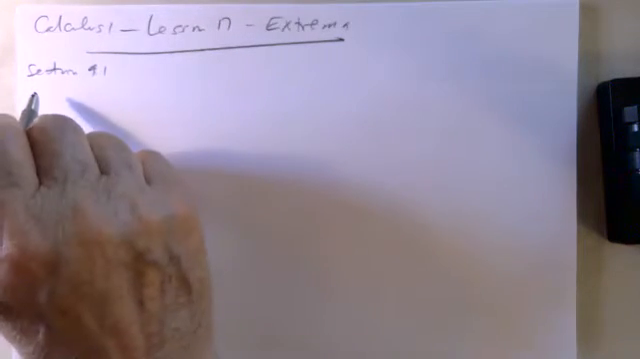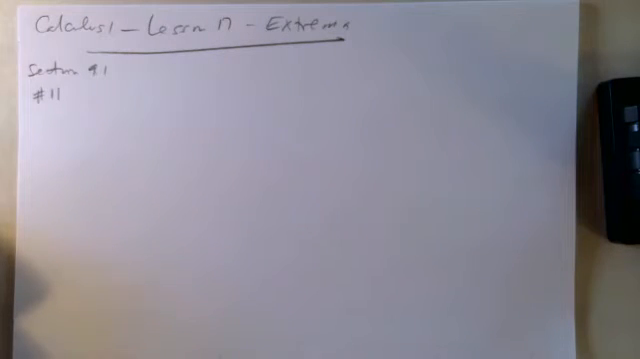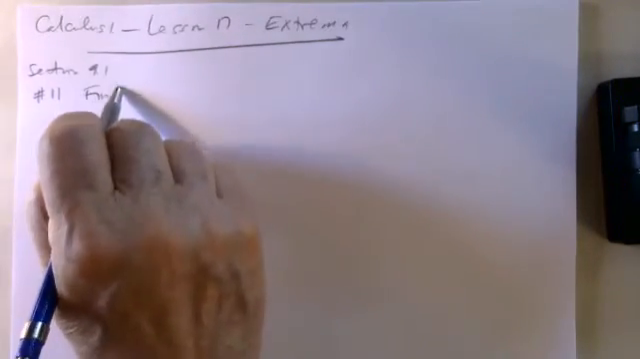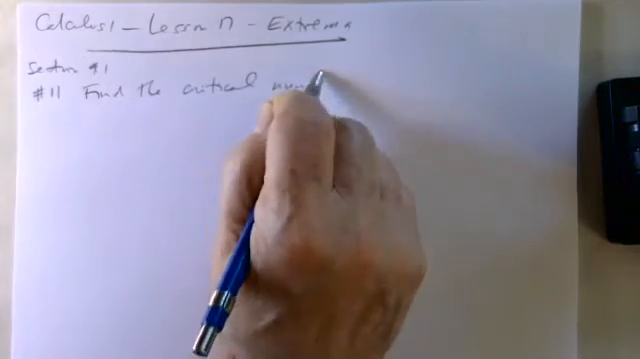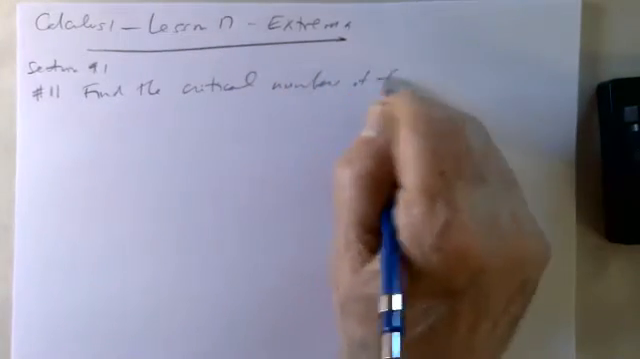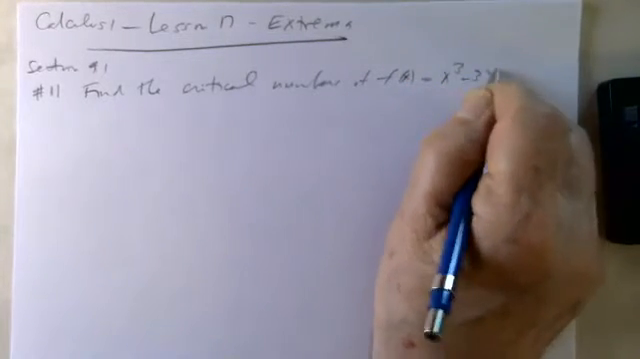So this is section 4.1, number 11. We want to find the critical numbers of the function f of x equals x cubed minus 3x squared.